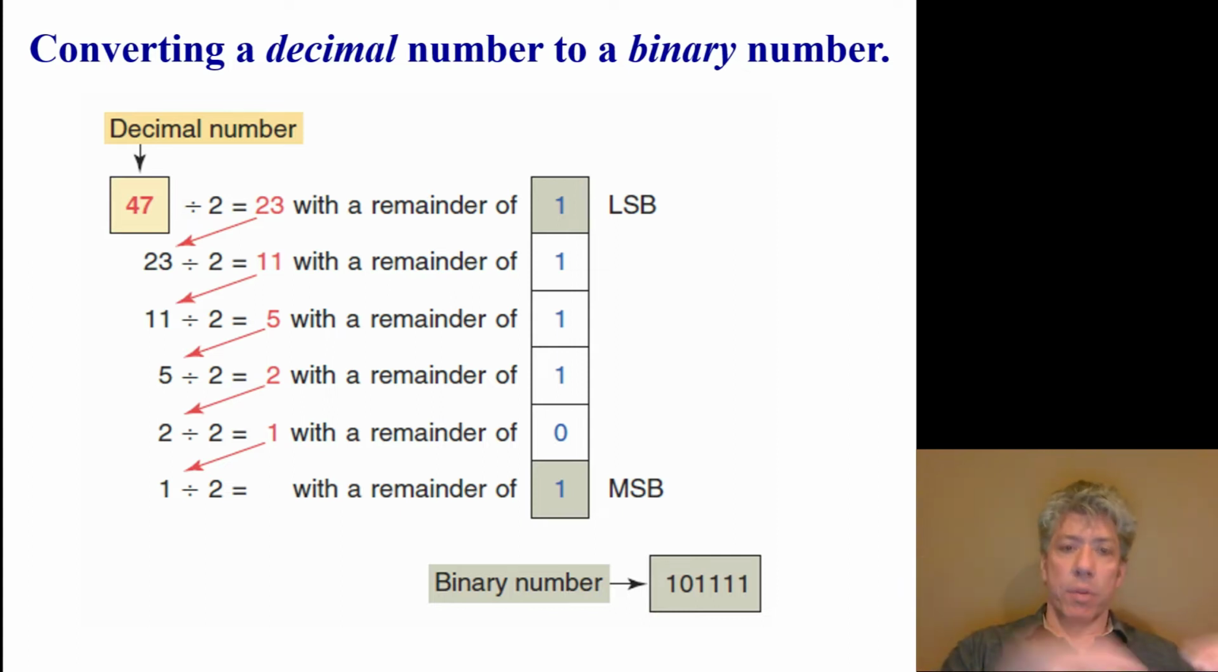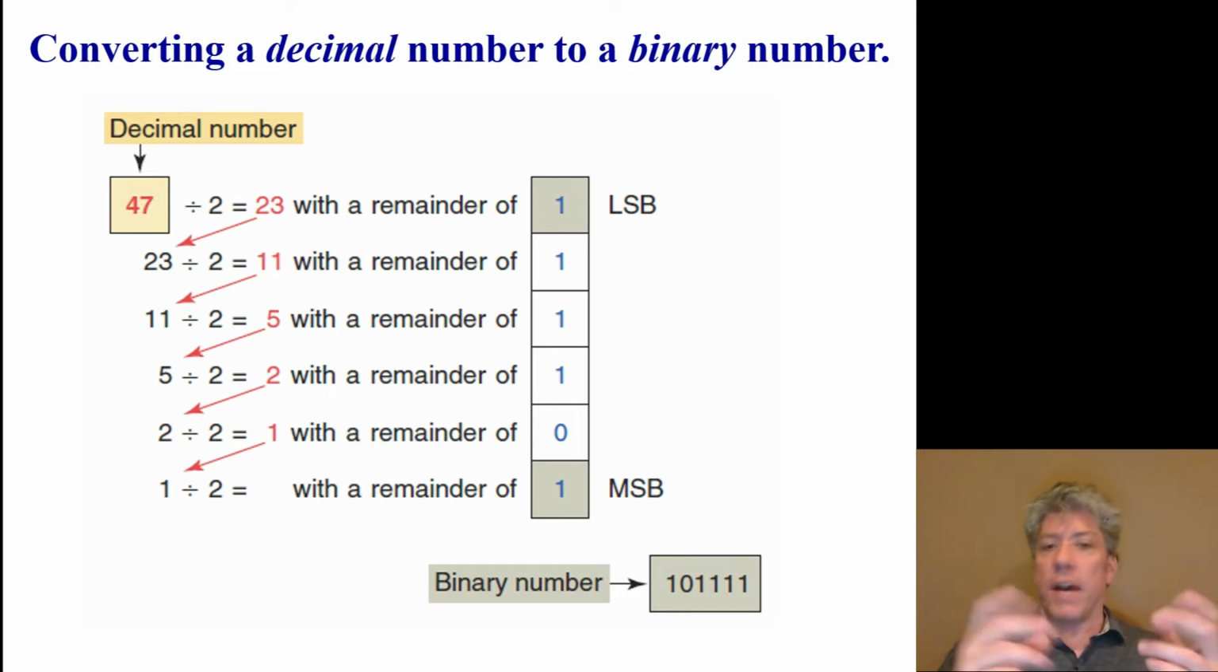Then take the 23, the number you had before, divide it by 2. Well, that's about 11. Of course, it's 11 and a half, but we can't have halves. We have to work with integers here. So 23 divided by 2 is 11 with a remainder of 1. So put the 1 into the next significant bit. Take the 11, divide it by 2. Okay, that's 5 with a remainder of 1.